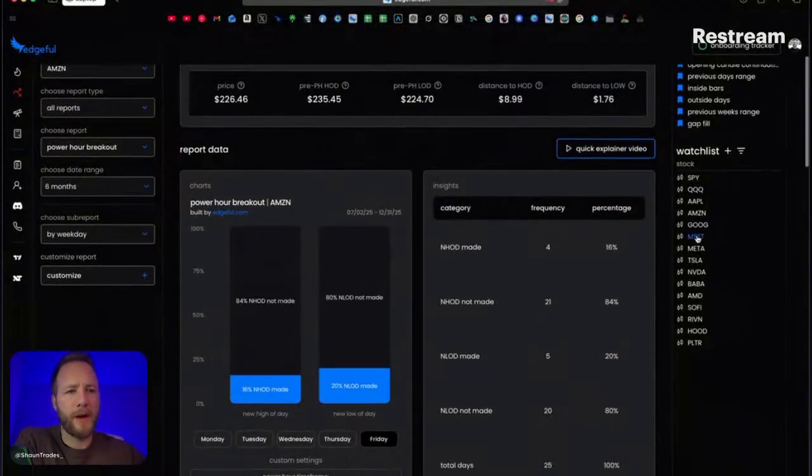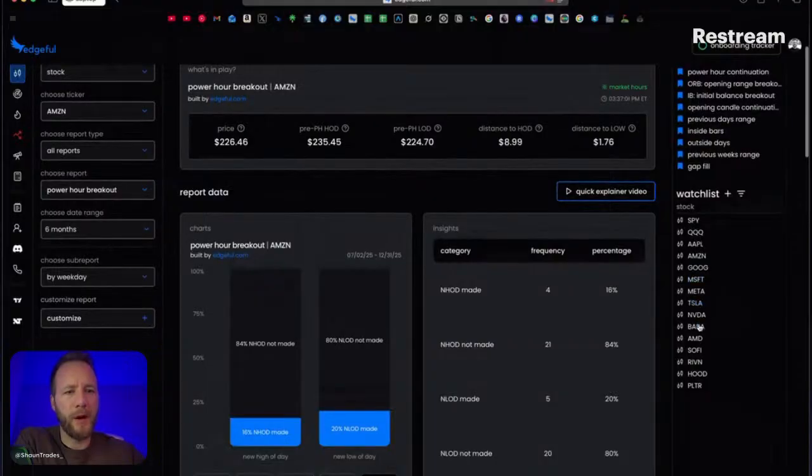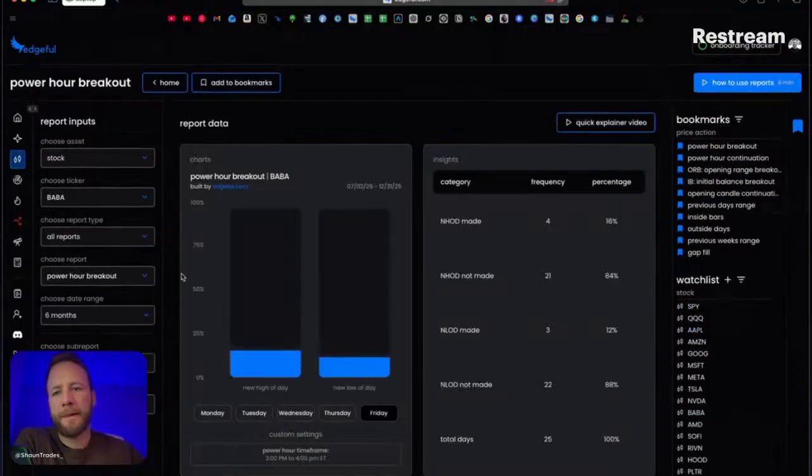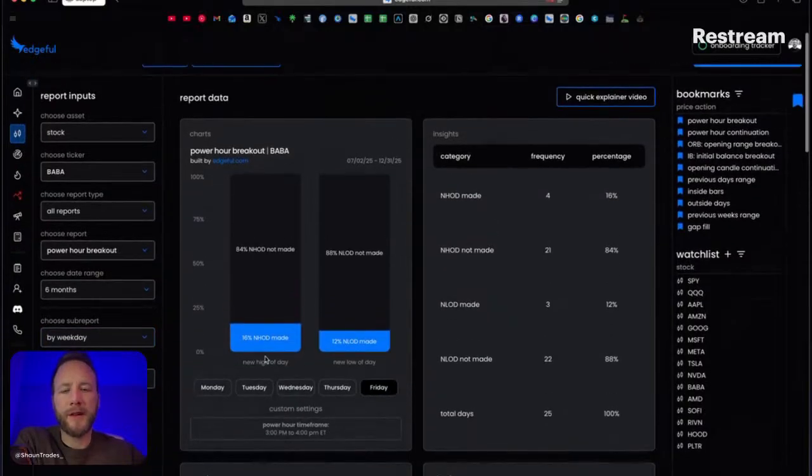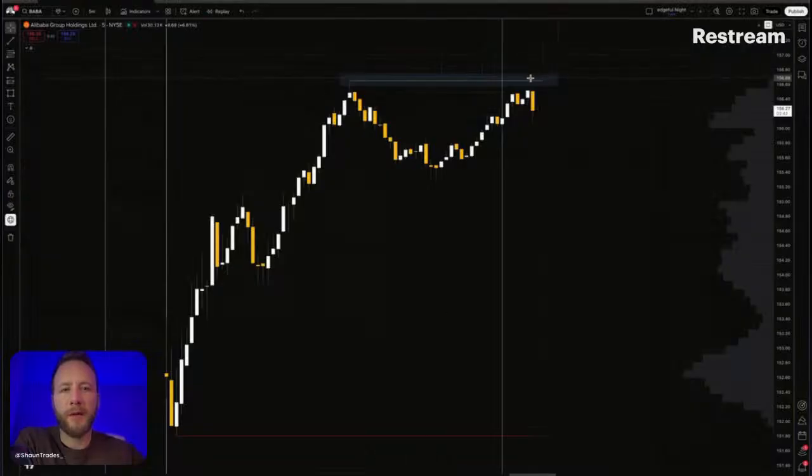So then we would go back to Edgefield, and we would go on to Alibaba. We're already on the weekday section above here. So let's tap on weekday. You can see that there is a 16% chance that a new high of day is made on any Friday in the last 6 months. So there's a 16% chance it goes back above this line.